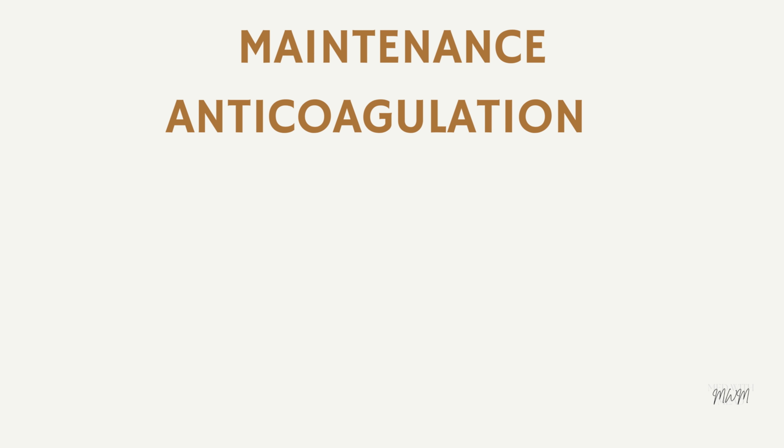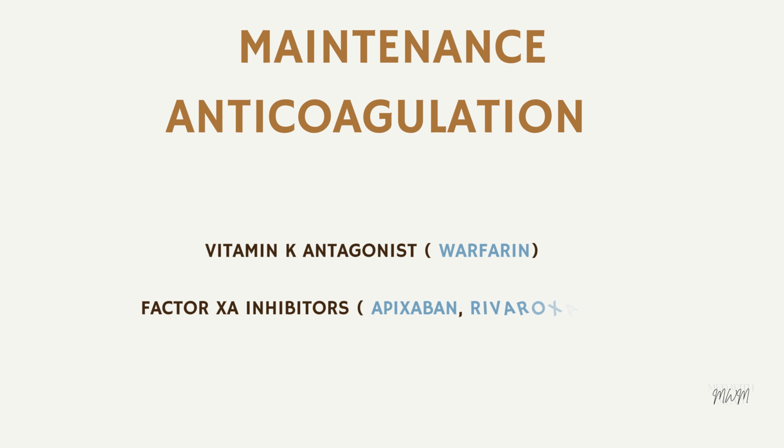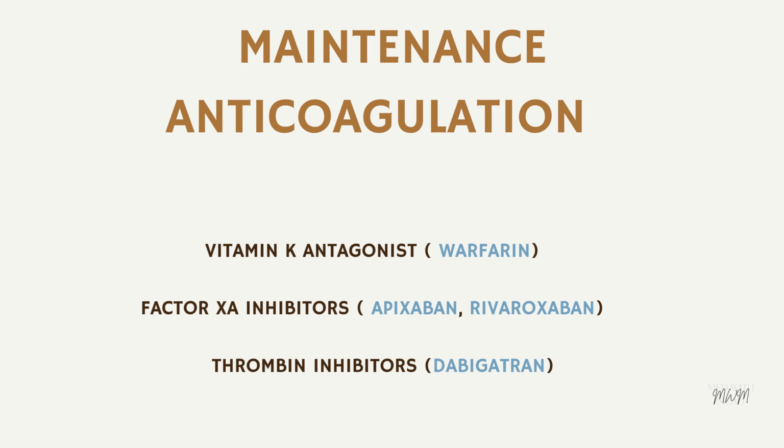After the initial phase, we continue with maintenance anticoagulation. This is what keeps the patient protected long term. Maintenance therapy can be done with vitamin K antagonists like warfarin or with direct oral anticoagulants like factor 10A inhibitors such as apixaban or rivaroxaban or thrombin inhibitors like dabigatran.